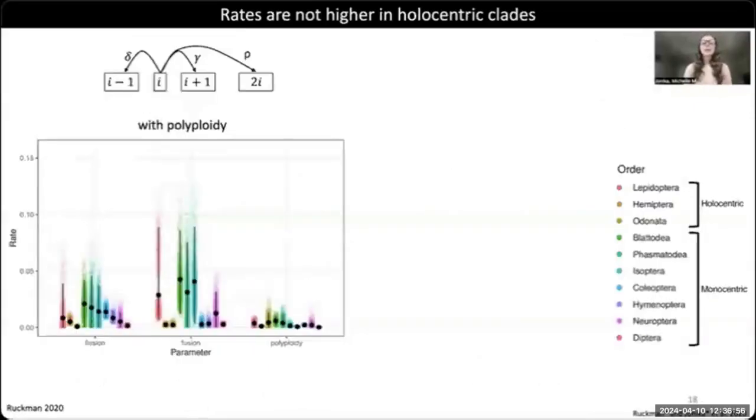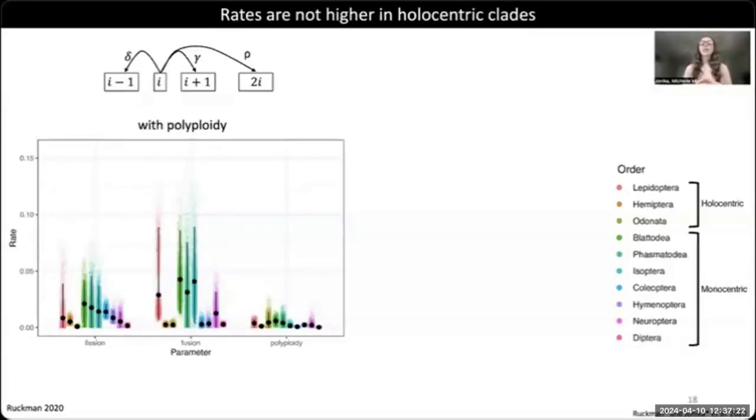Another test that we ran in this study is we wanted to run our simple model of chromosome evolution. So without a binary trait, looking at fission, fusion, and polyploidy rates for each order. And that model is pictured above the plot here. And along the horizontal axis in this plot, we have the 3 rate parameters, fission, fusion, and polyploidy. And within each of those rate parameters are the 3 holocentric orders first, and then the 7 monocentric orders to the right of those.